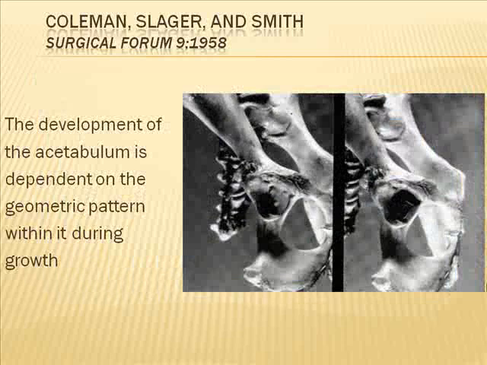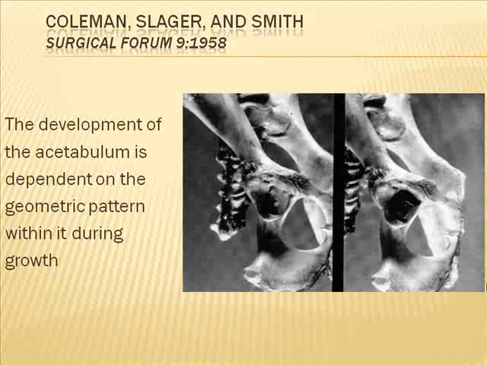Coleman et al. did a very nice experiment in which they demonstrated that the development of the acetabulum depends on the geometry of the femoral head during development. In these experiments, they removed the femoral head, in which case the acetabulum was pretty flat, as we can see also in cases of developmental dislocation of the hip. And then they put a little piece of metal, a square, in the socket, and at the end of the growth, the socket was a square. So the intimate relationship between the femoral head and the socket is very important for the development.